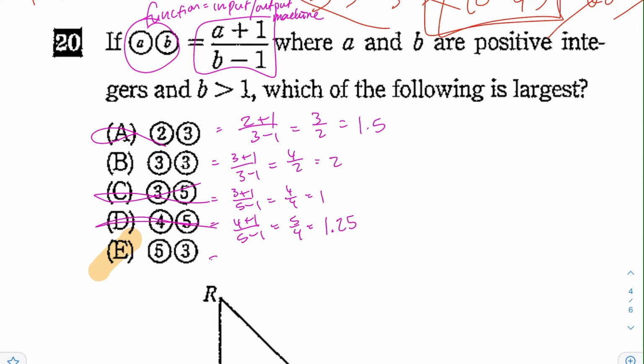For E, here you have 5 plus 1 in the numerator and 3 minus 1 in the denominator. That's 6 over 2, which is equal to 3. And this is the biggest. So the answer is going to be choice E.